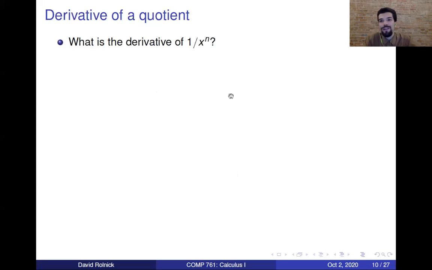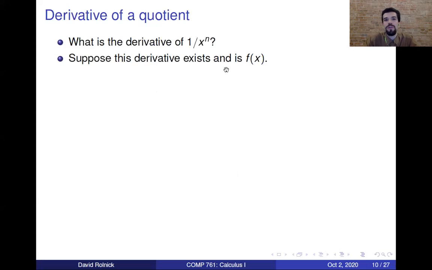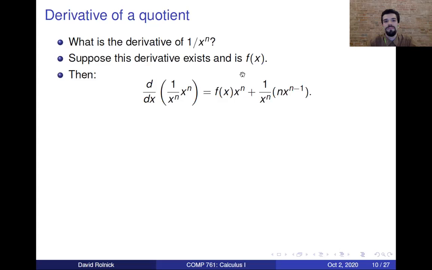We can do something else. We can do something cool. So suppose this derivative exists and it's some function f of x. Let's use the product rule. The derivative of the product of 1 over x to the n and x to the n is going to be, we can just apply the product rule. So what's the derivative of the first one? Well, it's f of x times the second one, plus the first one times the derivative of the second one.